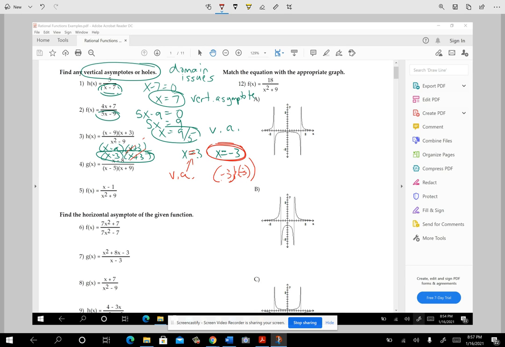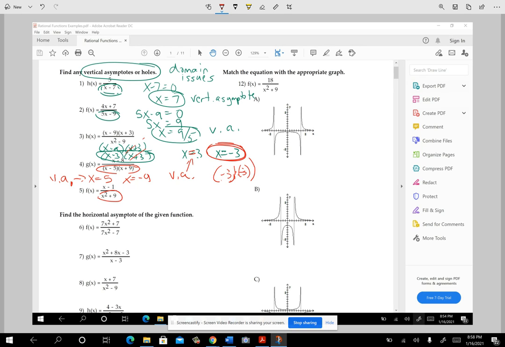Okay. All right, now look at number 4. You have an x minus 8 on top, x minus 5, x plus 9 on the bottom. There's nothing common. You're not going to have any holes. You're going to have a vertical asymptote at x equal 5, and you're going to have one at x equal negative 9 as well. Okay, vertical asymptotes at both of those.